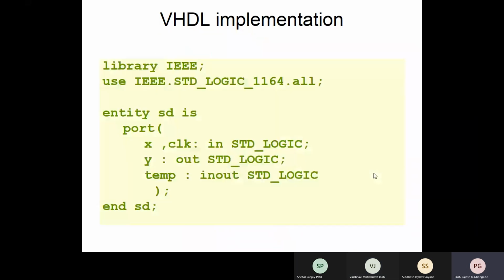All right. Let us see the VHDL implementation. Again, we start with library declaration, entity declaration as well with the ports X, Y as input, clock as input, Y as output, temp as inout, which I'm going to use over there.